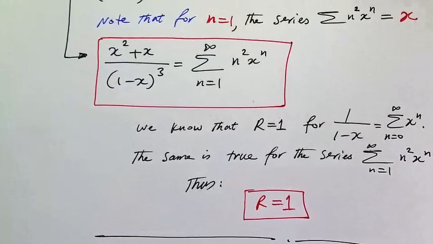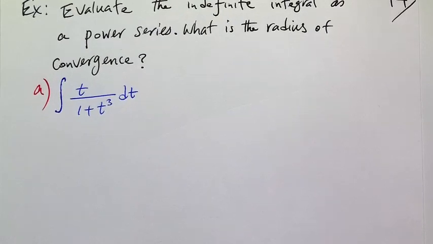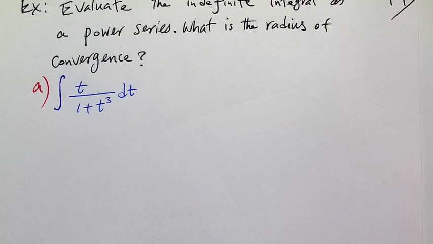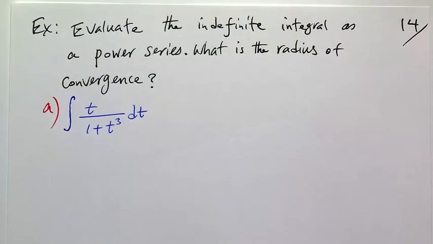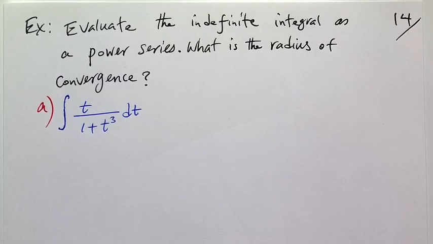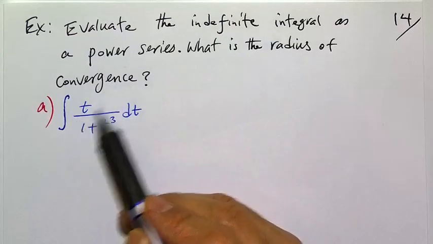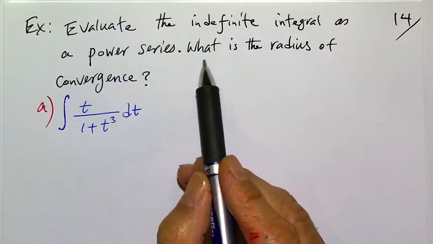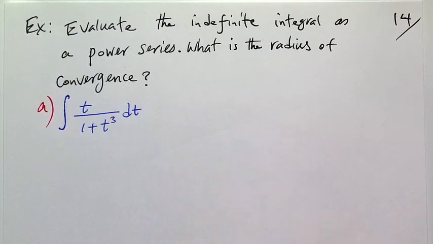Okay, so everything we did, these past 2 or 3 examples that we did, talked about applying the derivative to finding power series that represent functions. But now, how do we use this with integration? So let's do a few examples of that. So here we want to evaluate the indefinite integral as a power series. What is the radius of convergence? So we want to rewrite this integral as a power series.